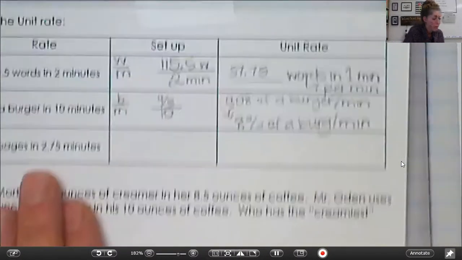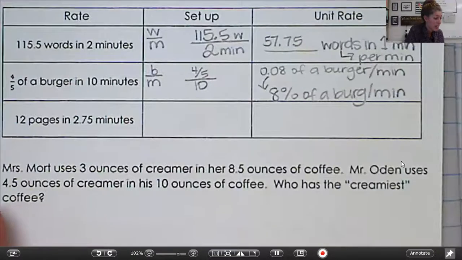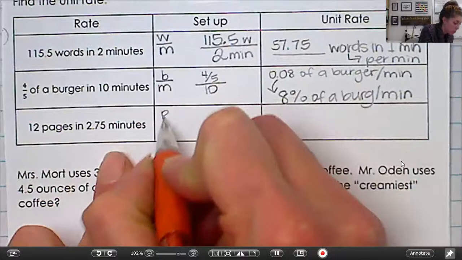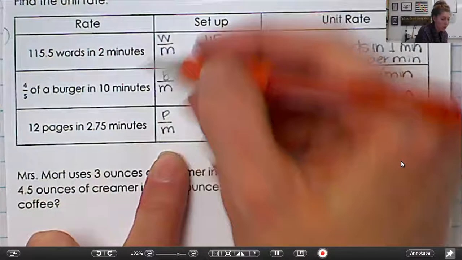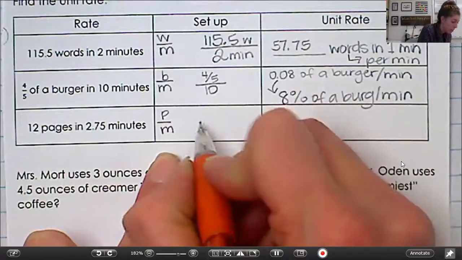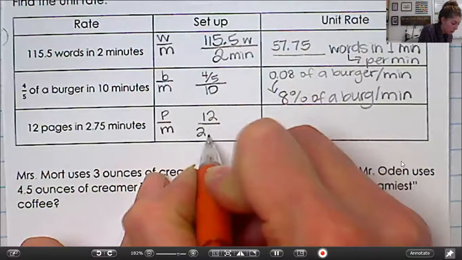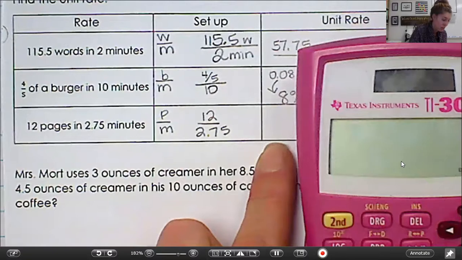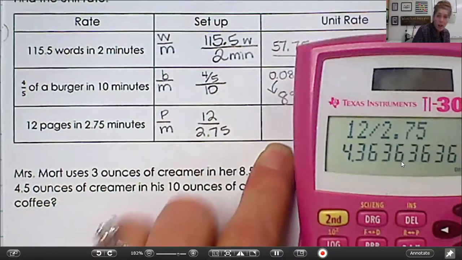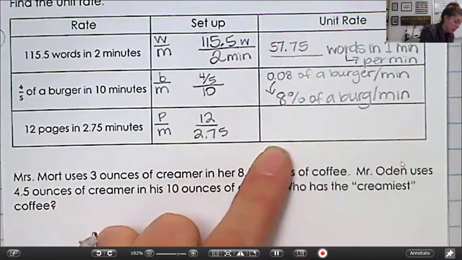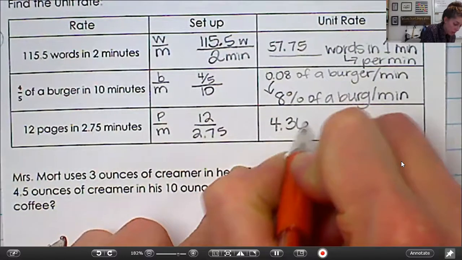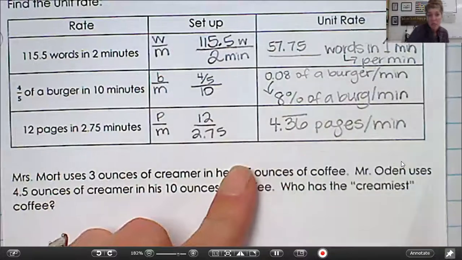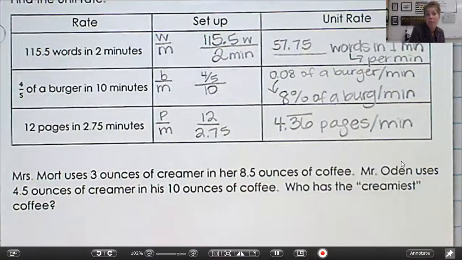All right, last one, 12 pages in 2 3/4 minutes, or 2.75 minutes. So we're going to do pages per minute. So they're all minutes, and they're all minutes on bottom. 12 over 2.75. Get 4.36 repeating. Pages per minute. Must be a children's book, unless you're reading too fast.